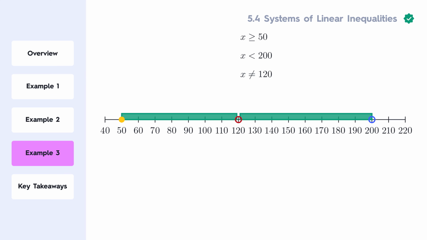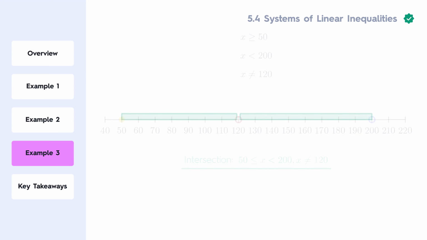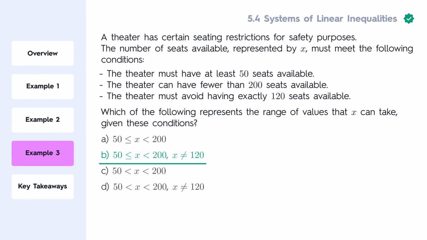Taking into account that we need to exclude 120 from the range, we can write the solution explicitly. This notation shows that the values of x range from 50 up to, but not including, 120, and then from just above 120 up to 200, also not including 200. Comparing this to our options, we see that option B is the correct answer.